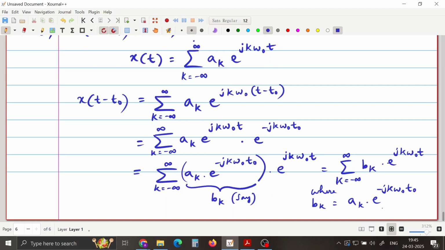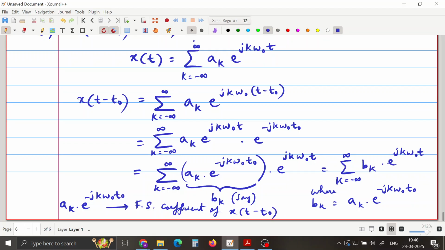So this is how the Fourier series coefficients of my modified signal are related to the Fourier series coefficients of my original signal. So the answer is ak into e power minus jk omega naught t naught. This is my Fourier series coefficient of x of t minus t naught.